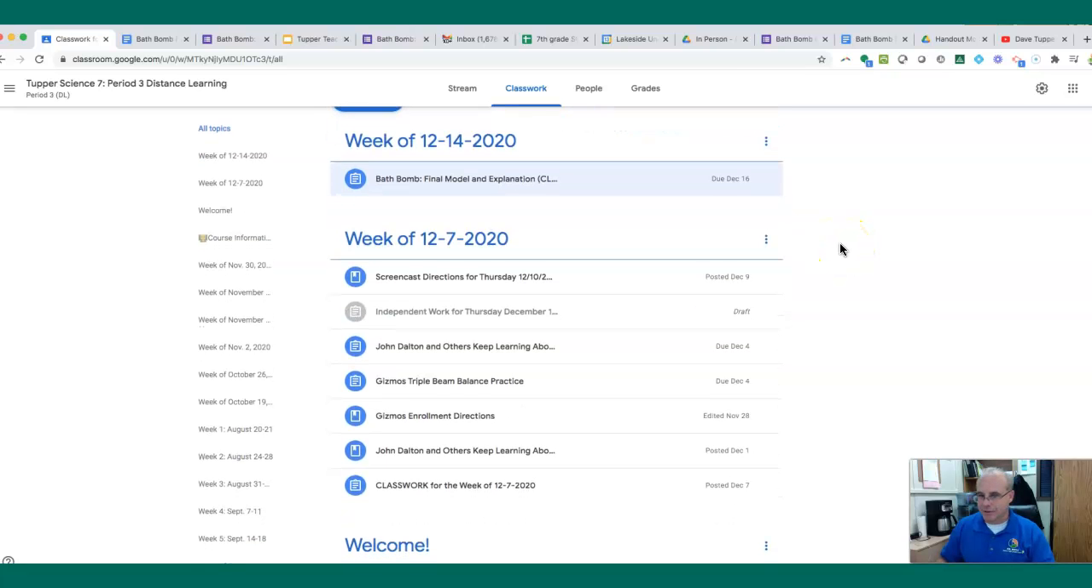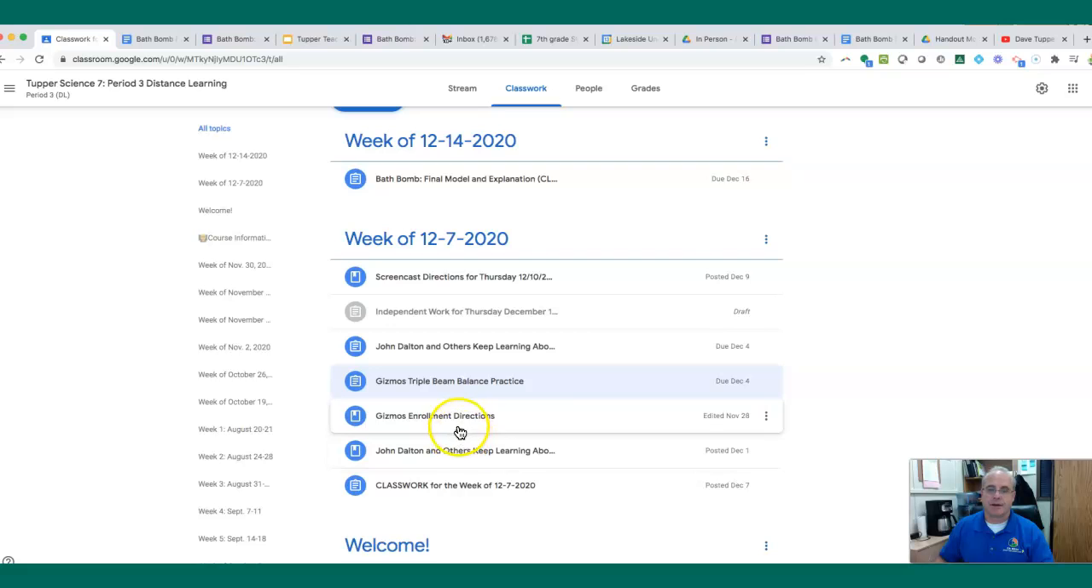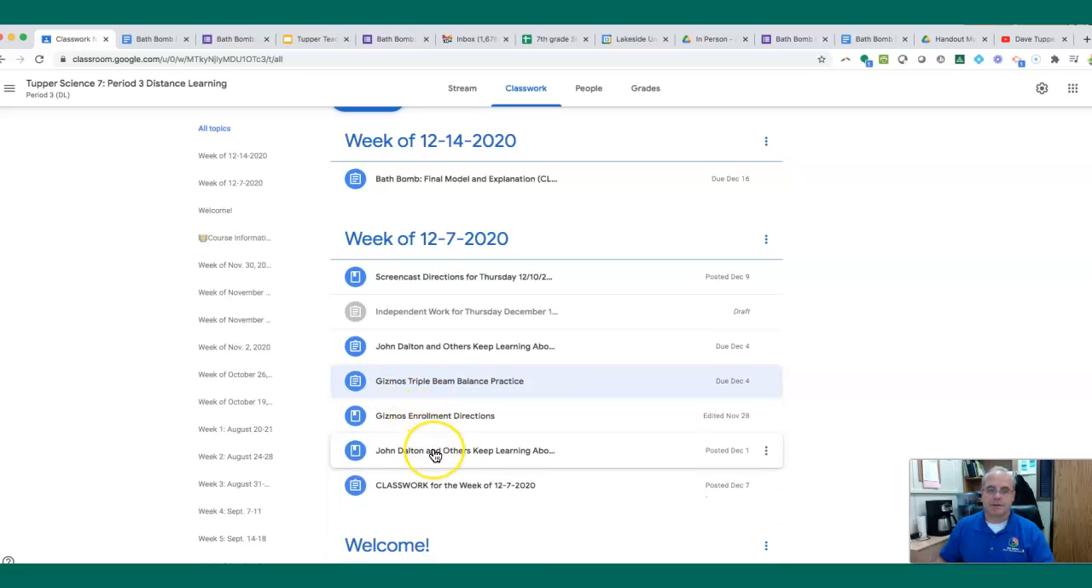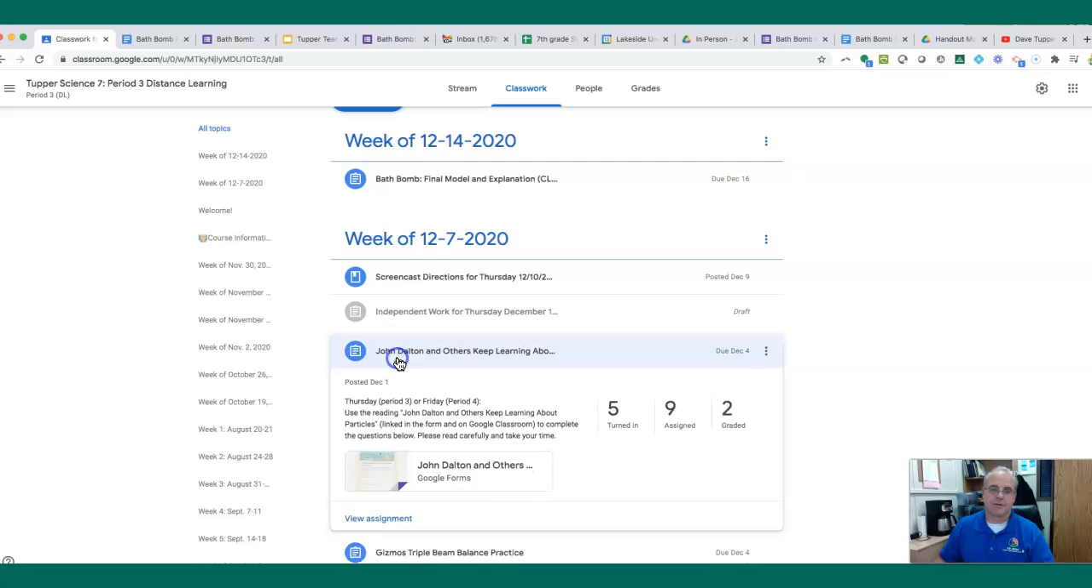If you happen to finish with some time, many of you still need to finish the gizmos. Looks like 5 of us have turned in the gizmos. That means 11 of us have not. And the John Dalton, looks like we need a few more people to turn that one in as well. 5 new people have turned it in. That's good. I'll score that soon.